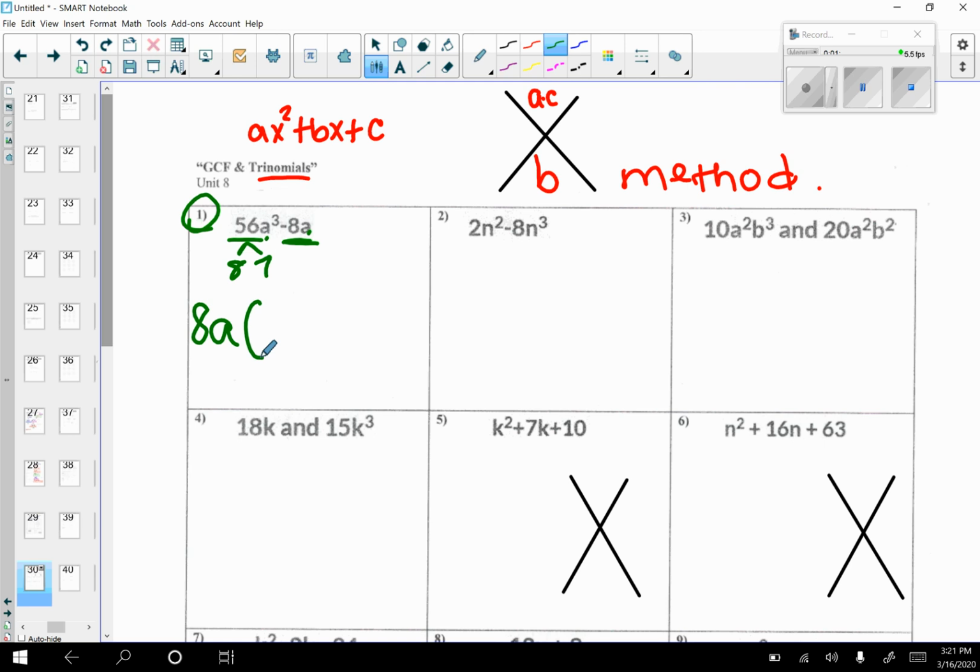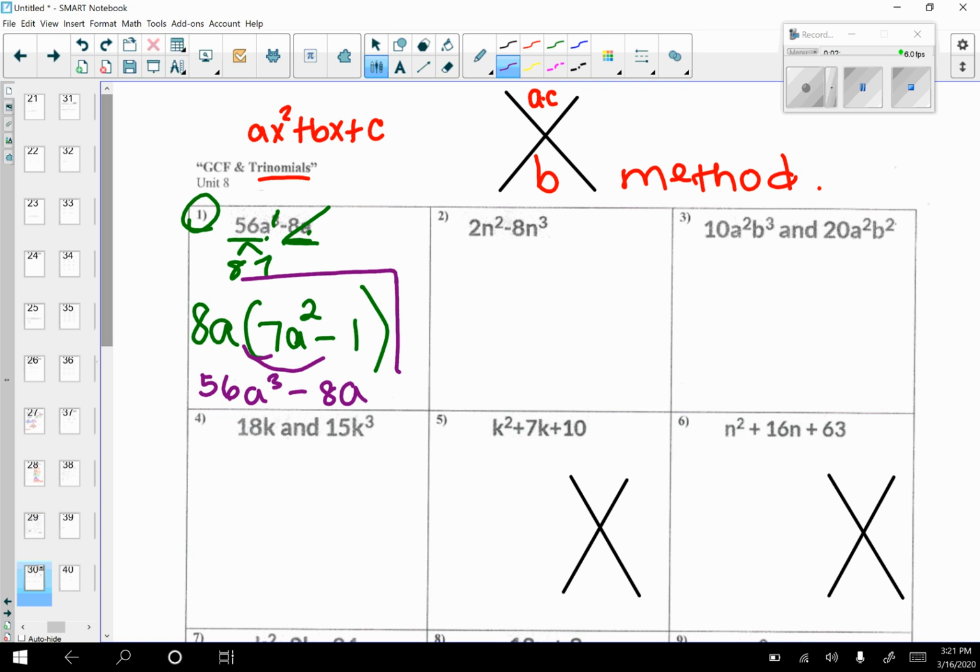In parentheses, I will write what I have left. All right, so I have left here 56 divided by 8 is 7. If I took out an a, I still have a squared here. And if I took out an 8a, guess what? I just have minus 1 left here. Everything's gone. Okay, how can we check our work to make sure we did it right? Well, we can distribute it back in, and when we do that, we get 56a cubed minus 8a. So I did it right. This is the factored form.